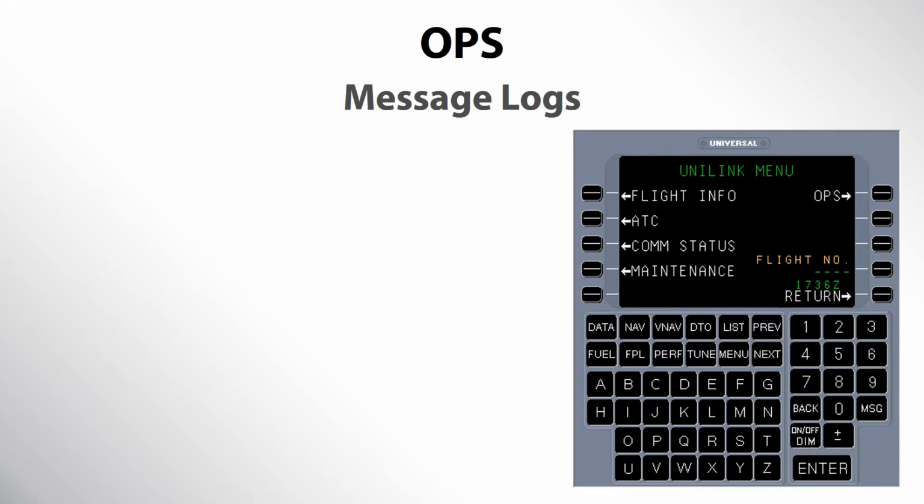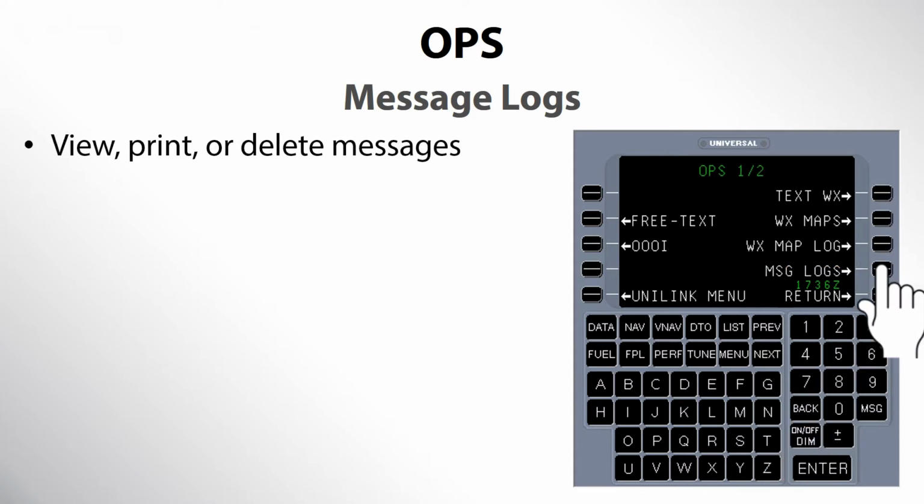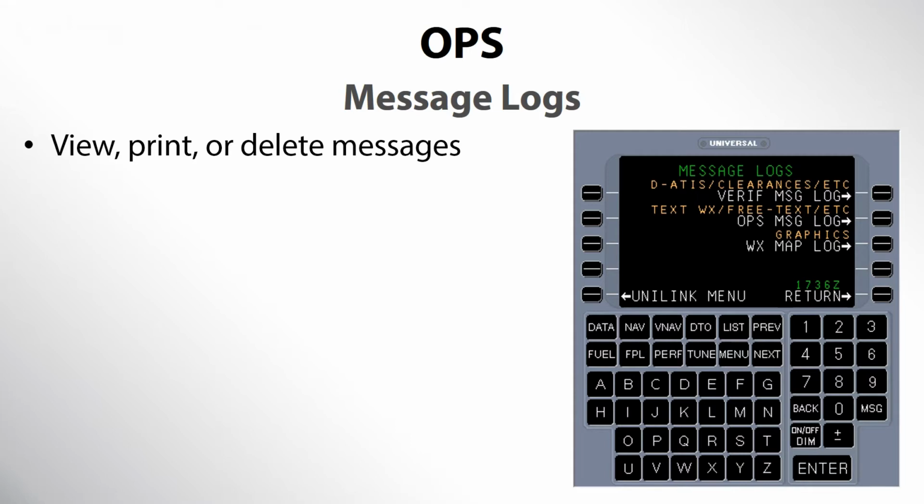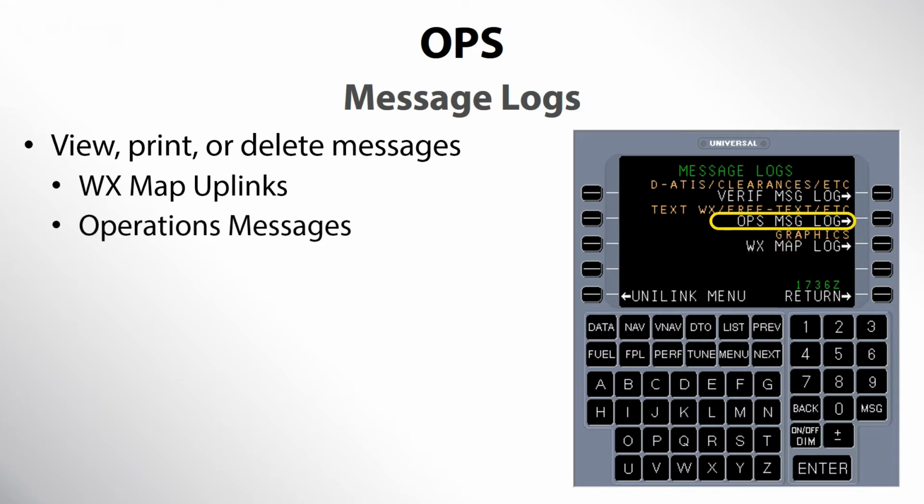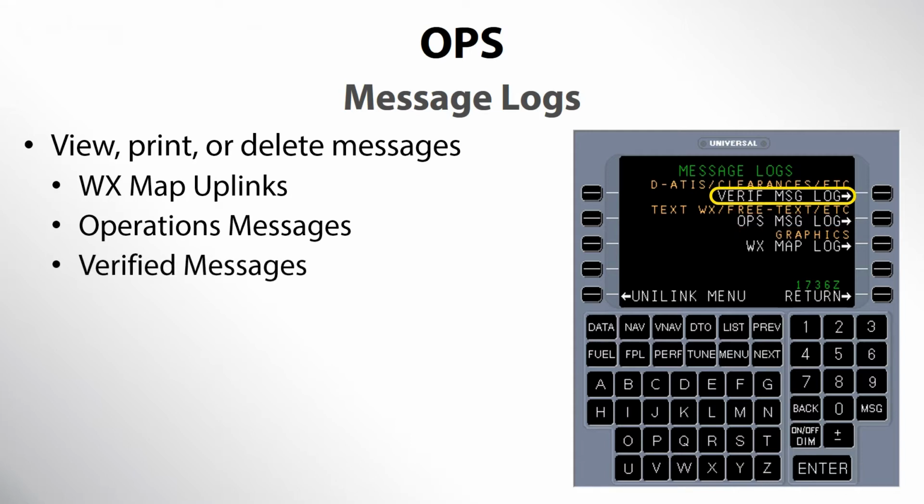The Message Logs page allows the user to view, print, or delete messages. The Weather Map Log page displays all weather graphic uplinks. The Ops Message page displays all messages containing unverified data, including text weather and free text. The Verify Messages page displays all ATS, clearance, and other verified messages, with the exception of FANS messages, which are maintained in the ATC message log.